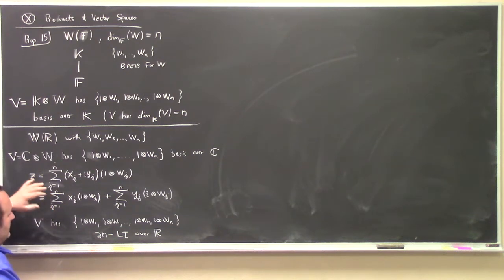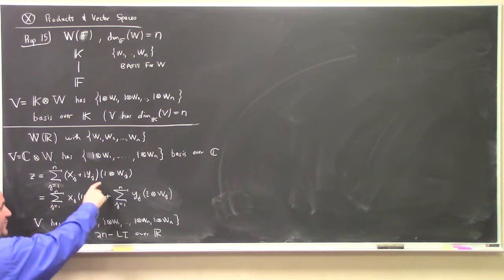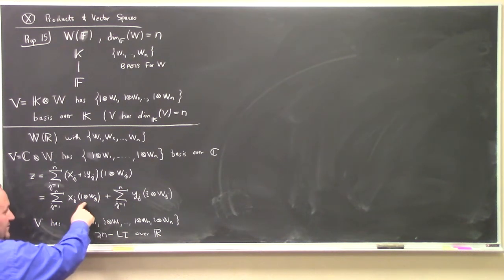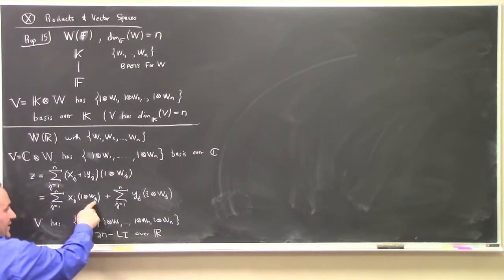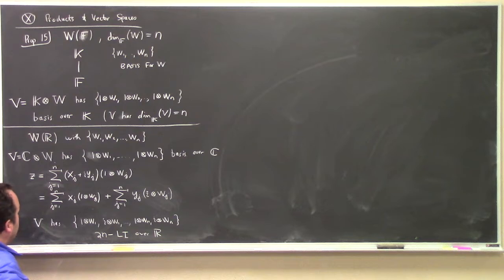So that's one way to look at this calculation. Another way to look at it, I guess this is the way I do it in linear algebra: I don't write 1 tensor wj. I just write wj here, and I write i times wj there. So if you just drop the tensor with 1, that leaves you with the notation I use in linear algebra, for what it's worth.